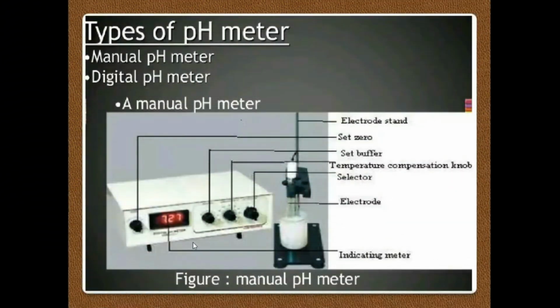Types of pH meter. This is a manual pH meter. There are two types: manual pH meter and digital pH meter. This is the manual one. You have the electrode stand here, set 0 is done here manually, set buffer is here, temperature compensation selector is here, then the selector is here, the electrode is here, then the indicating meter is here. This indicating meter is the monitor.